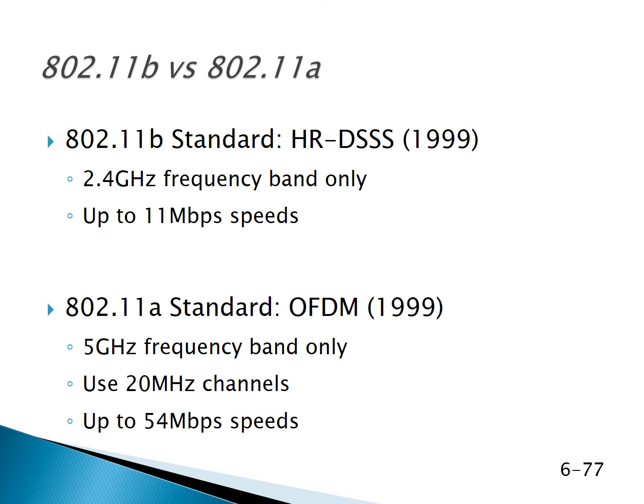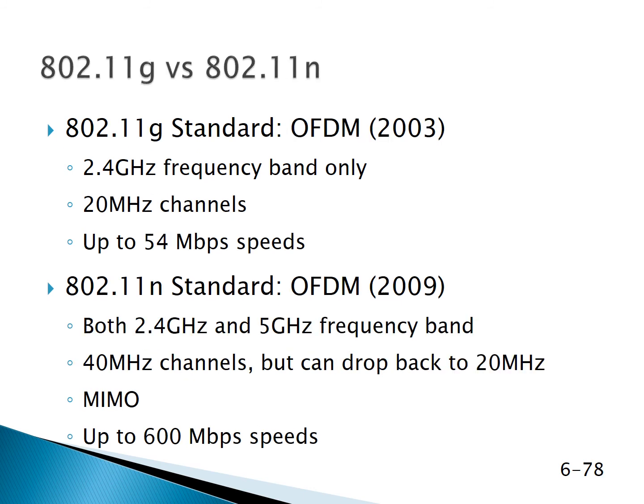It's interesting that B came first and then A, but actually they are around the same time. This one uses the OFDM that we briefly mentioned earlier, also in 1999. It is for the 5 gigahertz frequency band. It used 20 megahertz channels, just like some of the later Wi-Fi standards. This one is faster; it can go up to 54 megabits per second. And then there is the G standard. It's actually also quite old.